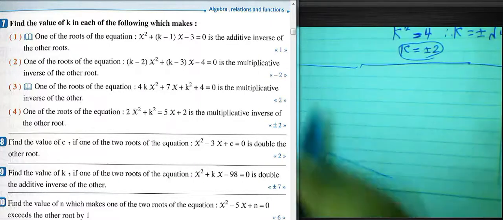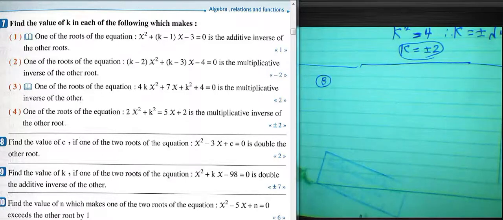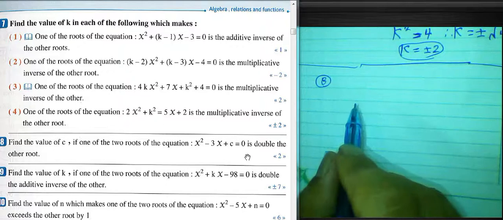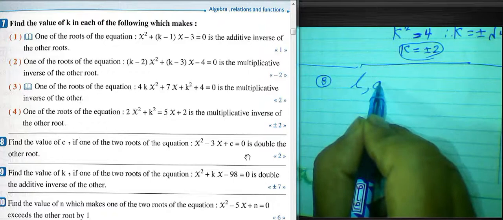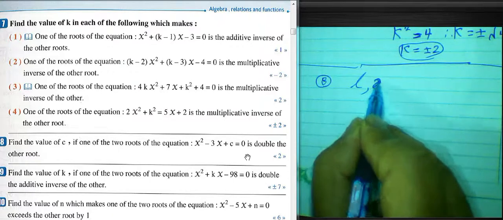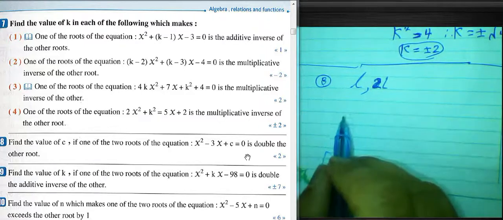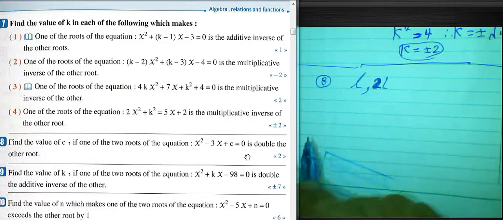Question number 8. Find the value of c if one of the two roots of the equation x² − 3x + c = 0 is double the other root. Look at it with me. We can call one root L and the other will be 2L, because the other is twice the other root. So the first is L and the other will be 2L.